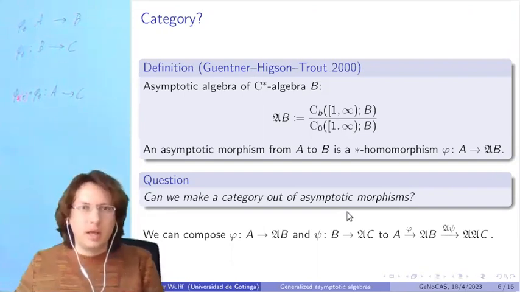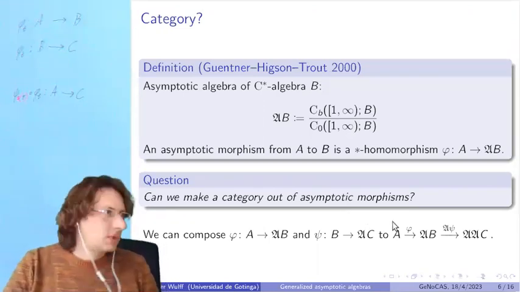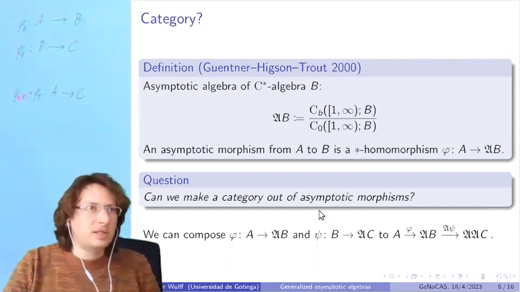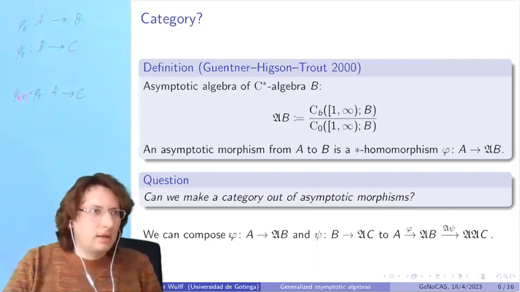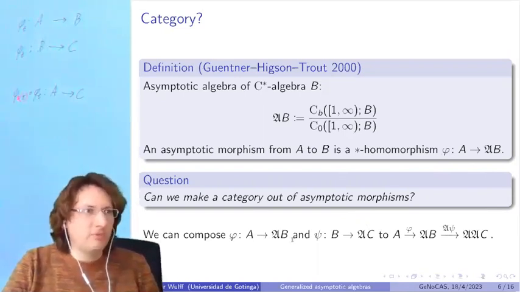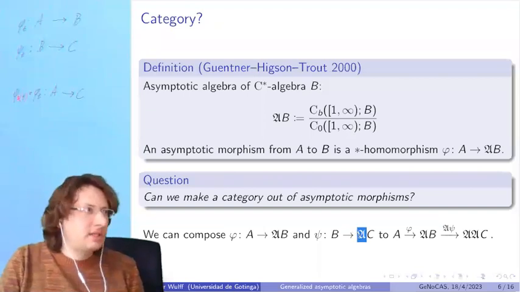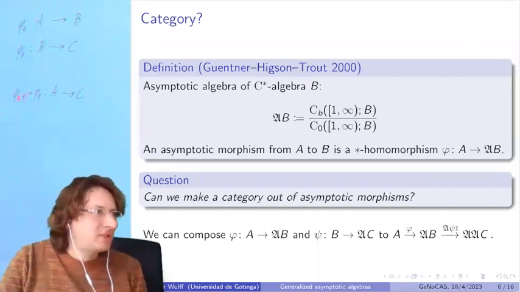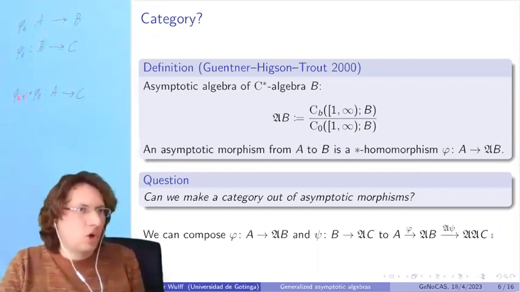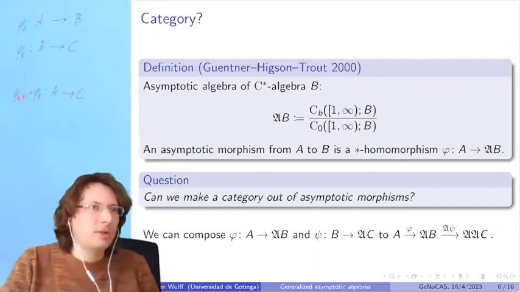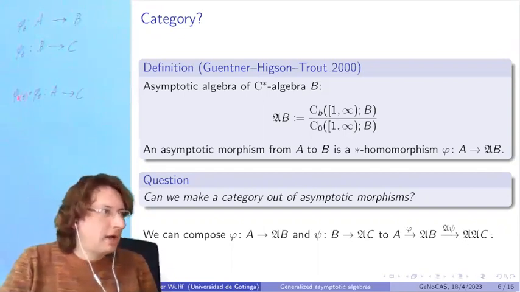And now there's a more modern, more elegant way to construct a composition. And that's again in this paper by Guentner, Higson, and Trout. And what they did is, they worked in this formulation of asymptotic morphisms. So they took one asymptotic morphism from A into A of B, and another one from B into A of C. And now, since this A here is a functor, we can compose phi with A of psi, and then we end up in the iterated asymptotic algebra of C. And this, of course, works for all non-separable C-star algebras. Here we didn't need any reparameterization, but of course, if we want to make a category out of it, this now means that we have to also consider these higher iterations of the asymptotic algebras.